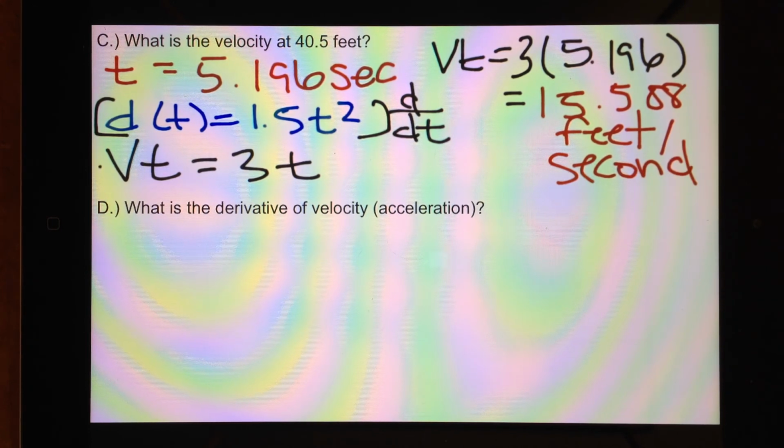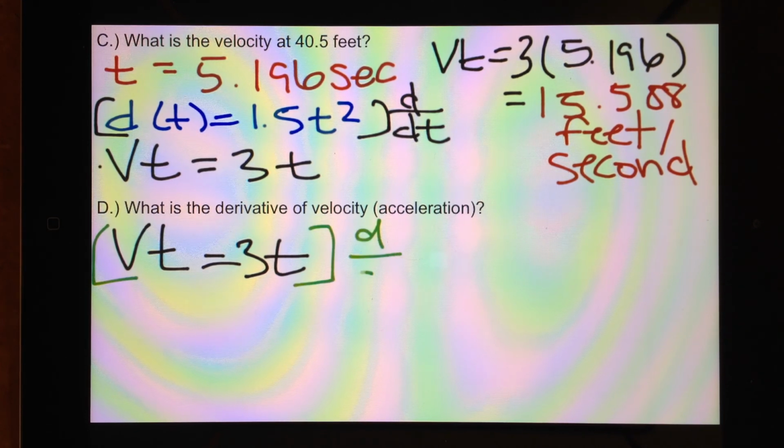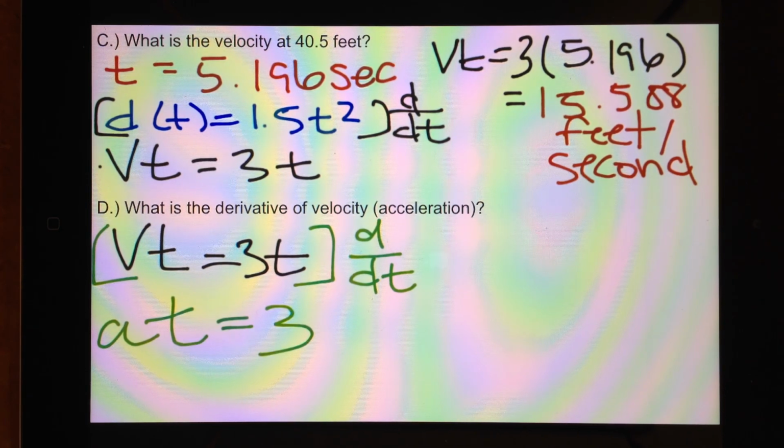Now we know what v of t is equal to. We can find the derivative of velocity as it asks us in D, or the acceleration. So v of t equals 3t, and we take the derivative of that. We can find acceleration, which is simply 3. So this means we have a constant acceleration throughout. And that's it. So I have a constant acceleration of 3 as I'm rolling down the hill.